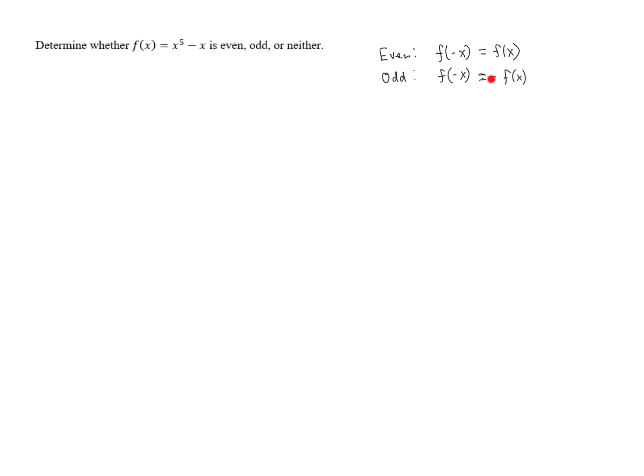It really should be saying the opposite of f of x, because if f of x is negative, then putting the negative out front makes it positive. So really, we should be saying the opposite of f of x, but oftentimes people take the shortcut of saying negative.